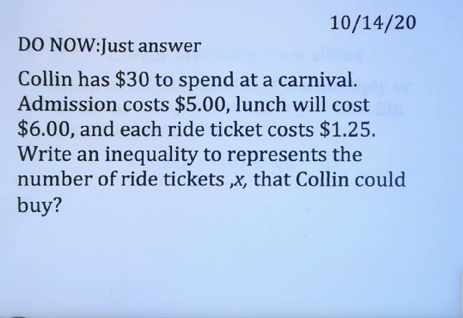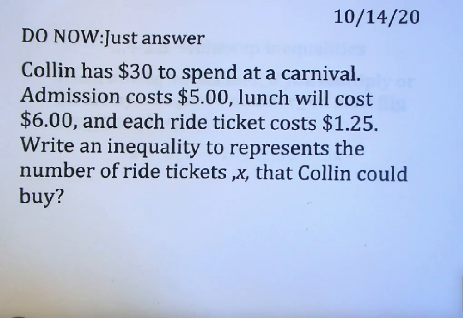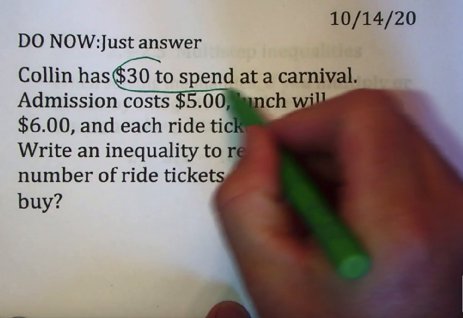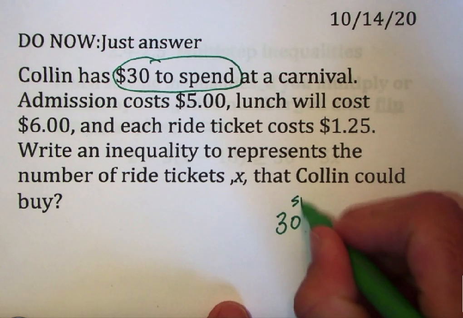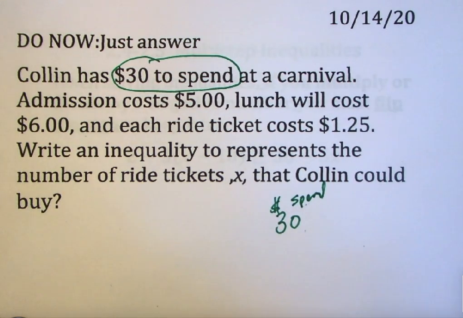Colin has $30 to spend. Oh, read that part. It says write an inequality to represent the number of ride tickets x that Colin could buy. I would normally invite someone up to explain their thinking. But we know that he has $30 to spend, right? So he can't spend more than that. If you can't spend more than $30, what inequality sign might you want to say? If you can only spend up to $30, or at most $30, what might you say?